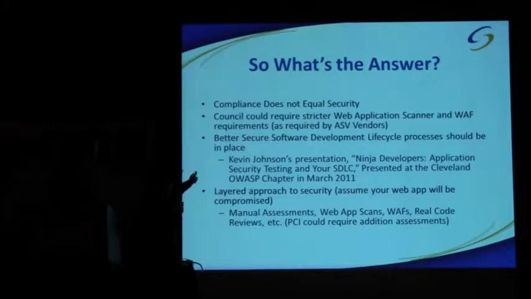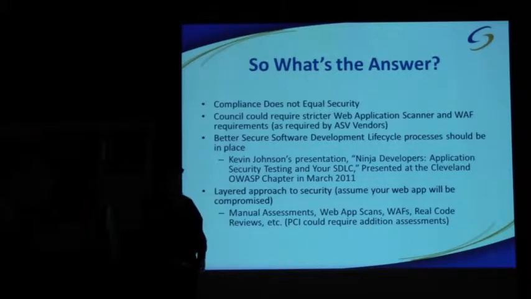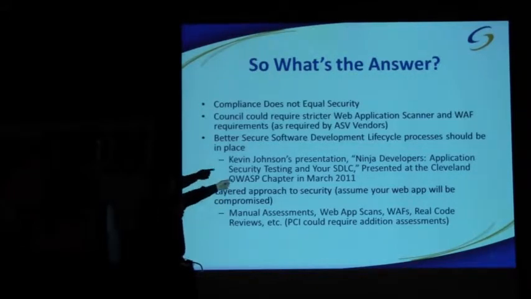The third one here, better secure software development lifecycle. Companies really should have a good SDLC in place where they're vetting out these vulnerabilities in the early processes. It should actually be part of the very development of the web application, from the very design phase of the application all the way through. So we need a real SDLC. There was Kevin Johnson's presentation, Ninja Developers and Application Security Testing, and Your SDLC, that he presented at OWASP, and then also this layered approach to security.